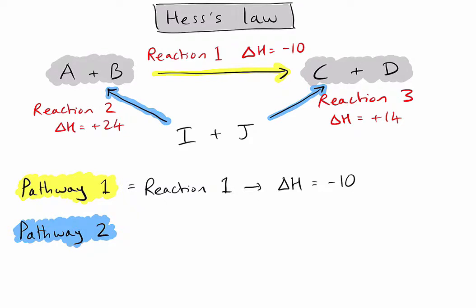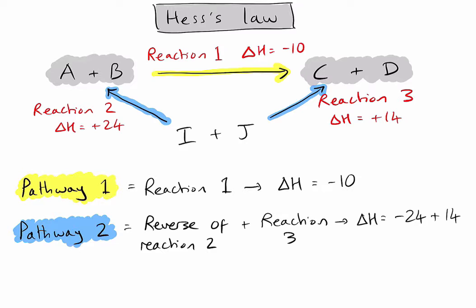And because we're going backwards down that reaction arrow, we're going to have to change the sign in front of the enthalpy change to a negative 24. This will allow me to work out the enthalpy change going backwards to I and J. And once we get to I and J, we can then follow reaction 3 to produce C and D. So when calculating the total enthalpy change, I need to take negative 24 plus 14. And we'll see, unsurprisingly, that the total enthalpy change is going to be exactly the same as pathway 1.